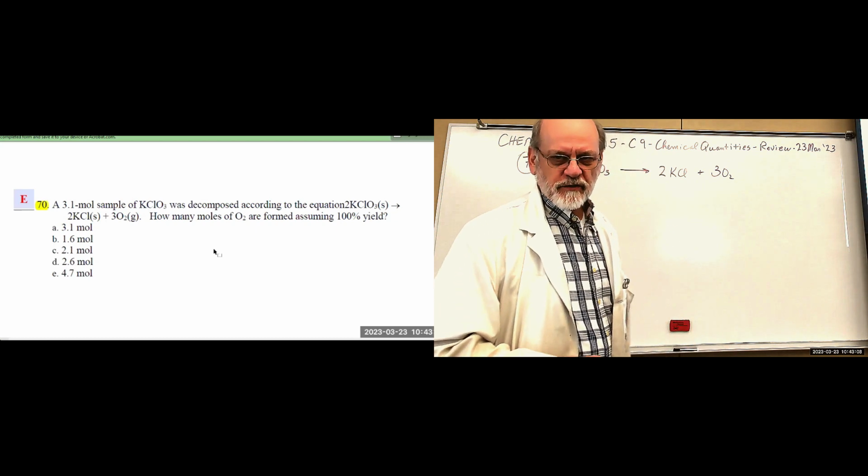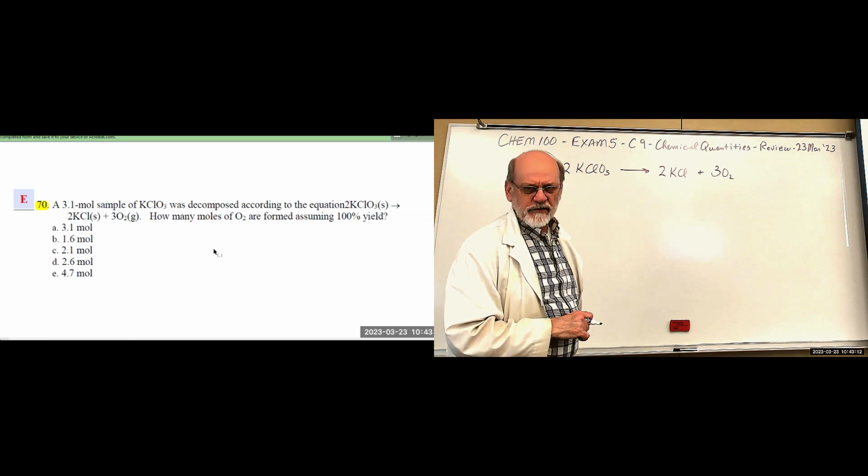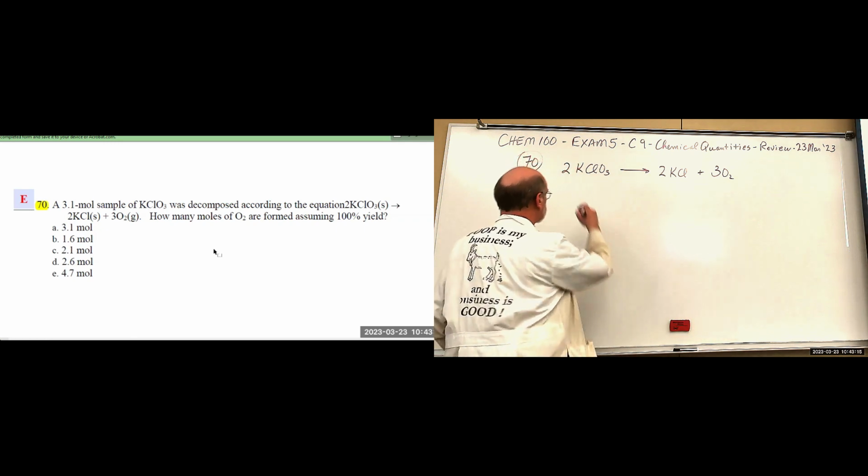How many moles of oxygen are formed with 100% yield, if we're starting off with 3.1 moles of potassium chlorate?